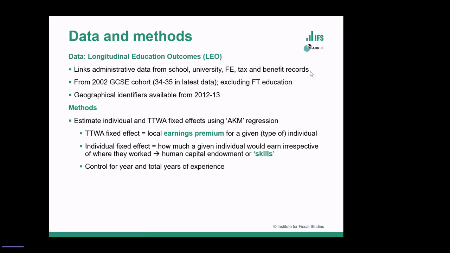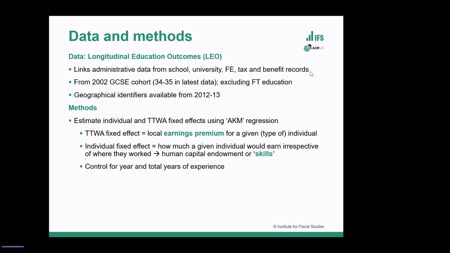So in terms of what we do, we start out by characterizing people and places based on their earnings potential and their pay levels. Without getting into technical terms, we do this quickly by running an AKM regression, essentially following the same individuals over time as they move from one travel to work area to the next, looking at how their pay changes, and using that to infer the different earnings premiums that different places offer.